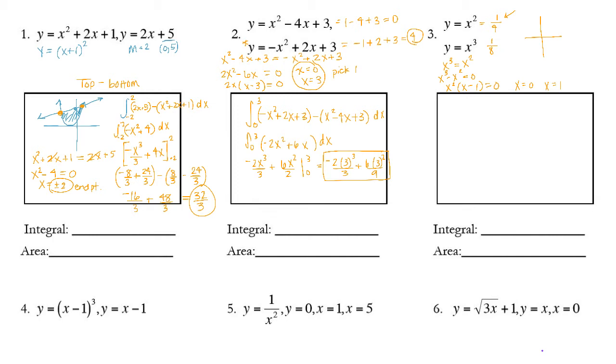So let me try that again. Let's get my parabola a little bit skinnier, and that might help. And then our cubic function does something like that. And so there's my bounded values. So again, I like just picking a number and seeing which one has the larger value. So we're going to integrate from 0 to 1, my top function minus my bottom function.